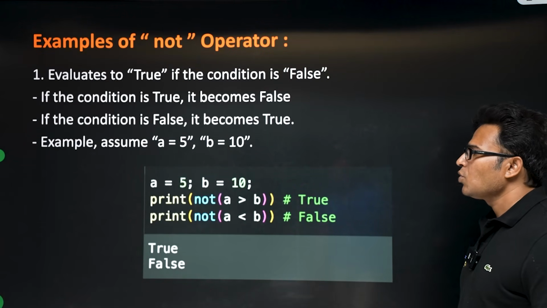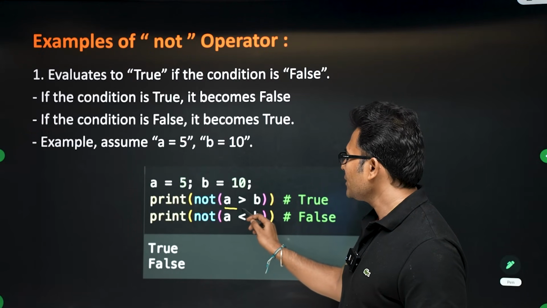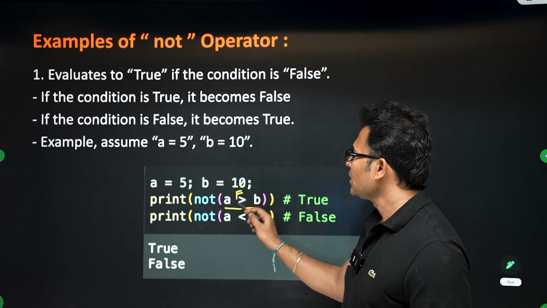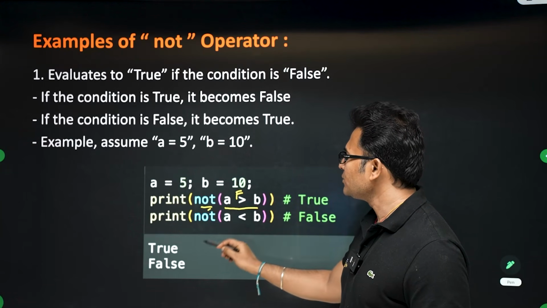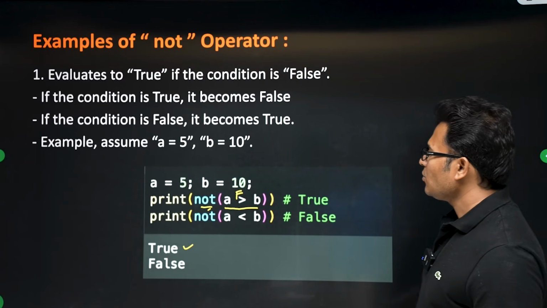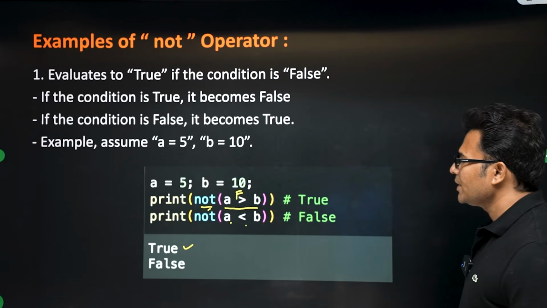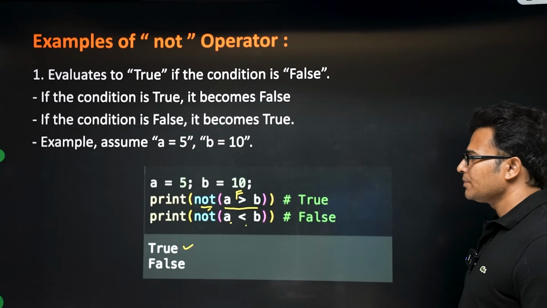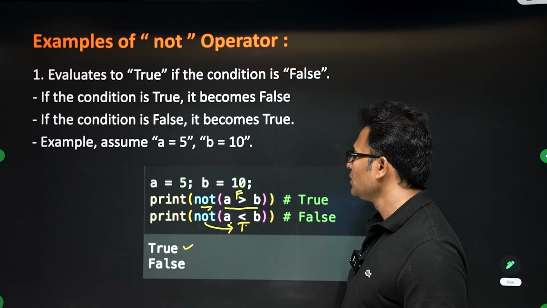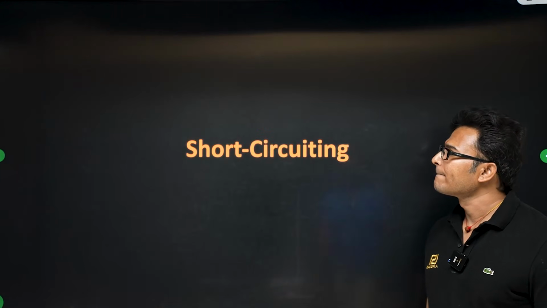Now coming to the not operator. A equal to 5, B equal to 10. Is A greater than B? It is false. Now when you apply not to false, it will be true, right? Now is A less than B? Yes, A is less than B, which means this is true. And when you apply not to true, it is going to be false, right?